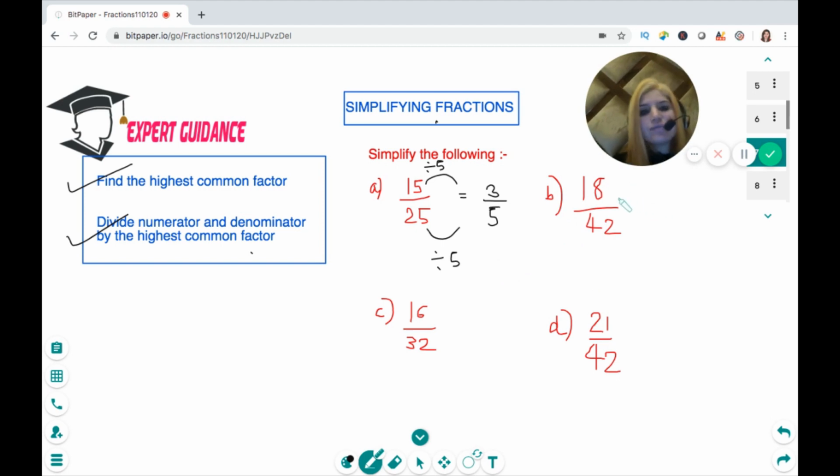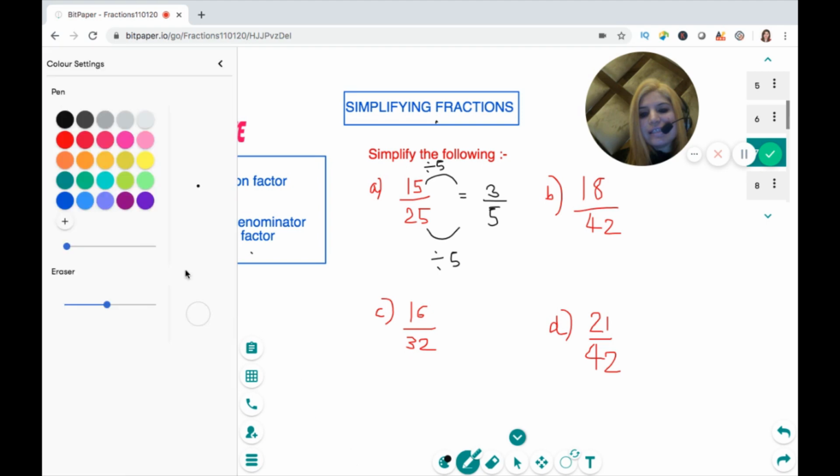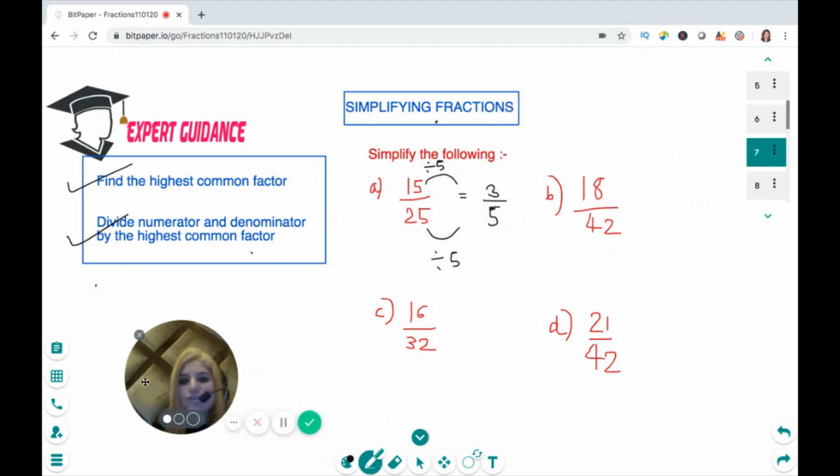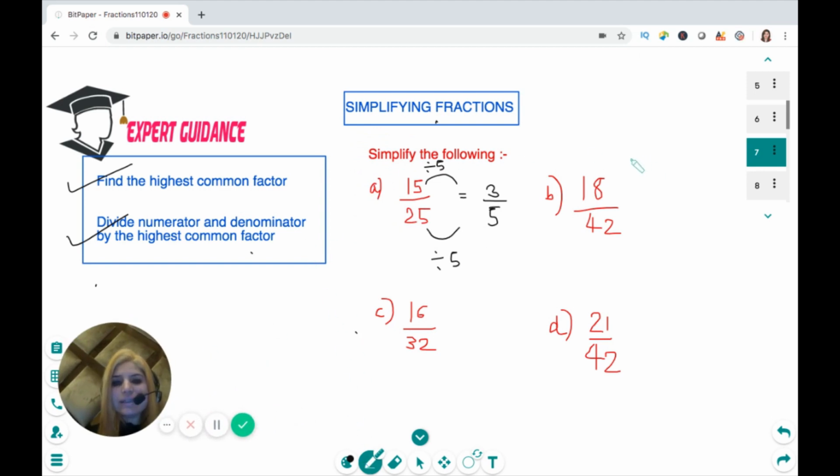Let's come to another one. 18 over 42. I can see it's a multiple of 2. So if I divide by 2, I might get a number which is still not simplified, because 2 is not the highest common factor of 18 and 42. You can do that Venn diagram thing and work out the highest common factor of 18 and 42. And if you think that is a little bit lengthy, then you can divide by 2 first. So that becomes 9 over 21, which can still be divided further.